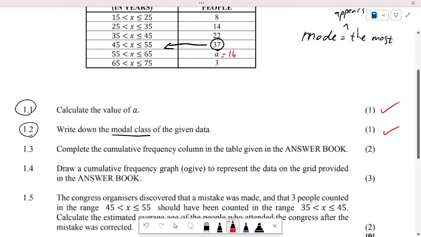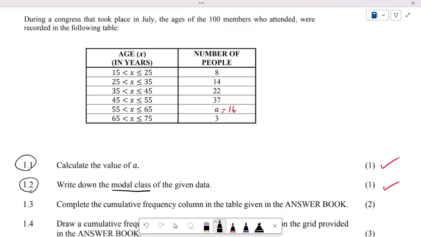Let's go to the next question. 1.3 says complete the cumulative frequency column in the table given in the answer book. I assume that you guys answered the questions on an answer booklet, but for now I'm going to be doing this without the answer booklet.